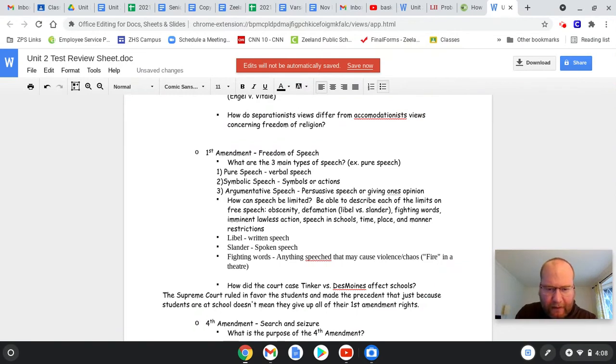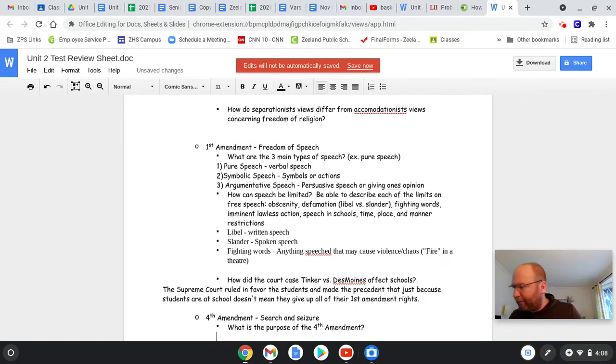Okay, let's move on to the Fourth Amendment and search and seizure. What is the purpose of the Fourth Amendment? To protect citizens from unreasonable searches and seizures.